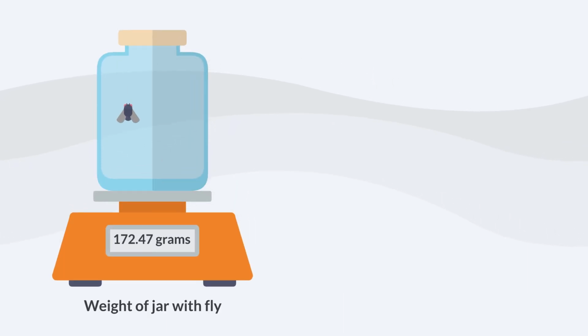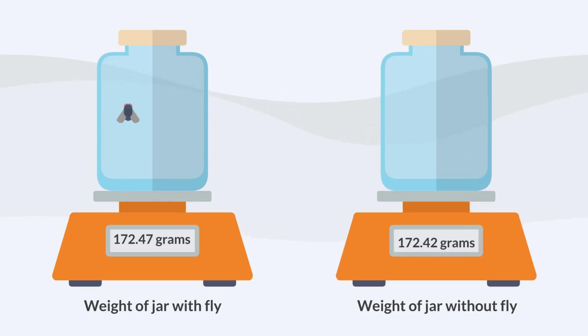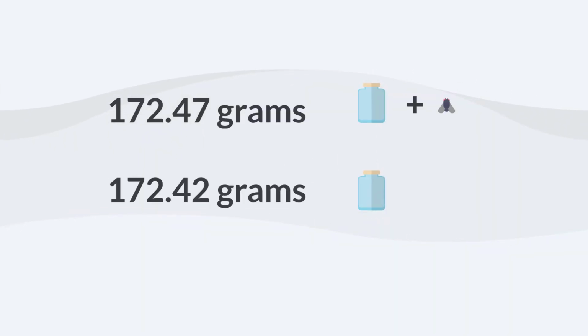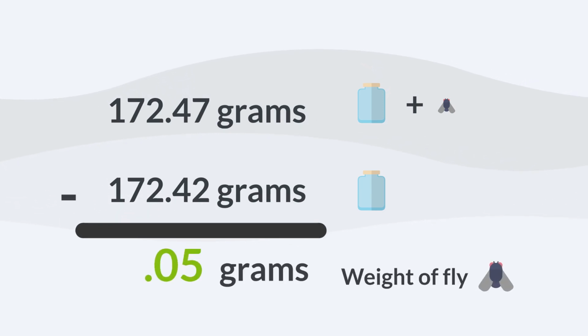172.47 grams is the weight of a jar with a fly. 172.42 grams is the weight of the jar without the fly. Again, 172.47 grams is the weight of a jar with the fly. 172.42 grams is the weight of the jar without the fly. So when you subtract those two, 0.05 grams is the weight of the fly.